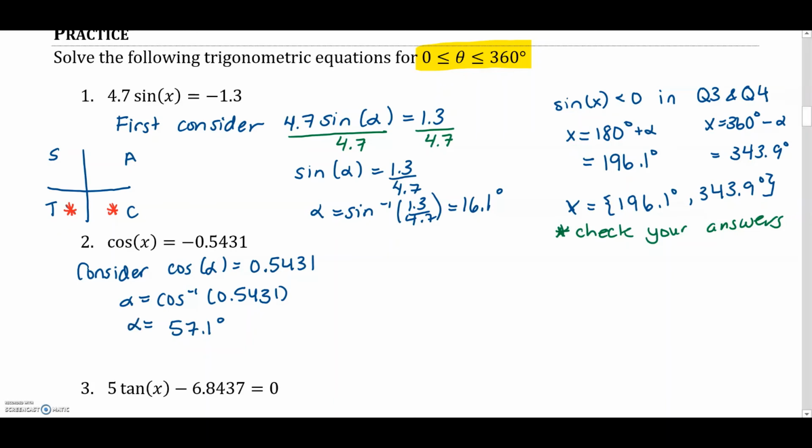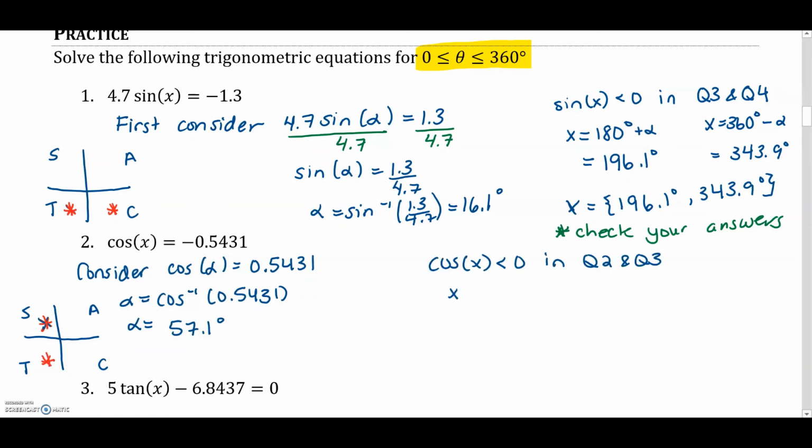Now, although our angle in the first quadrant is 57.1 degrees, using the CAST rule, we want to determine where the angles are that we can use to solve our initial equation. The initial equation has cos of x being negative, and we know that cos of x is negative in quadrant 2 and in quadrant 3.